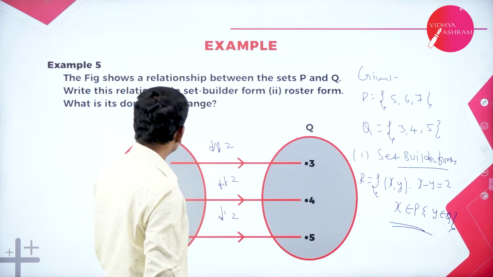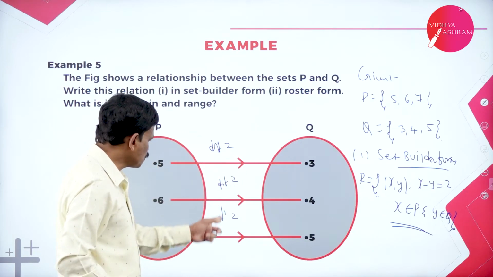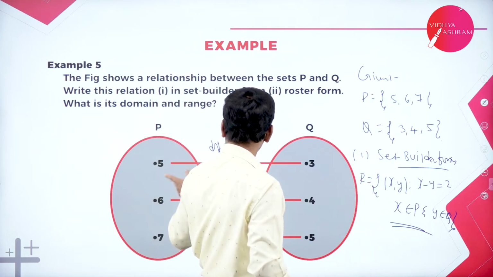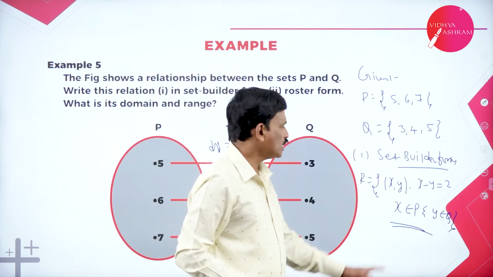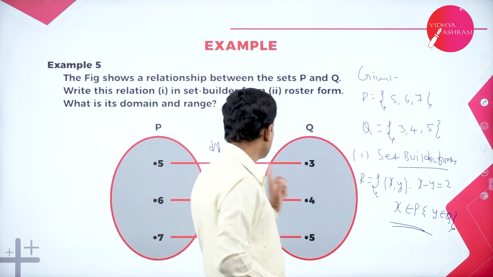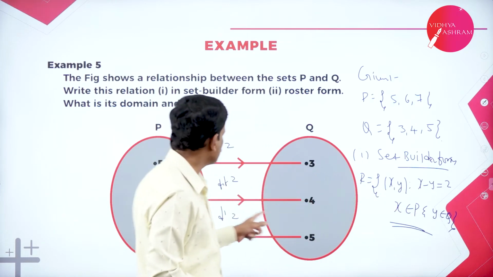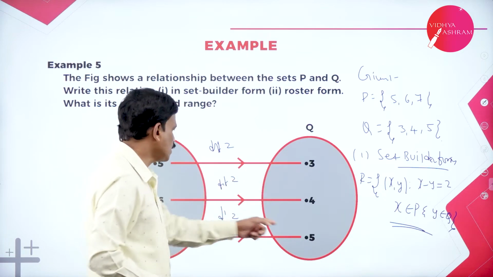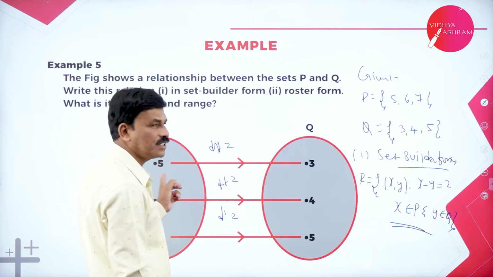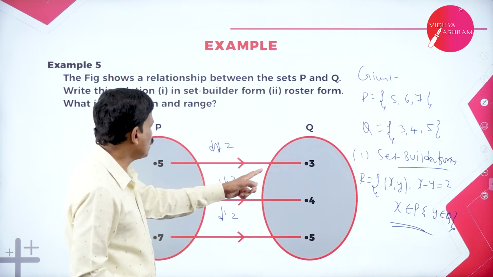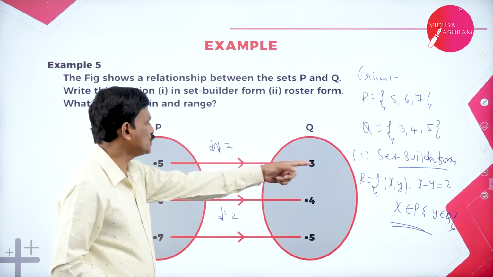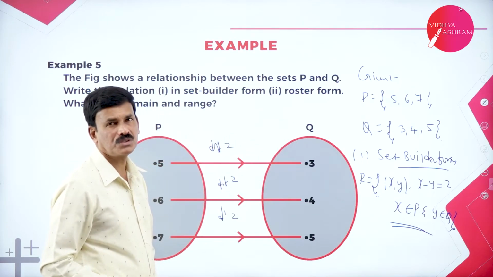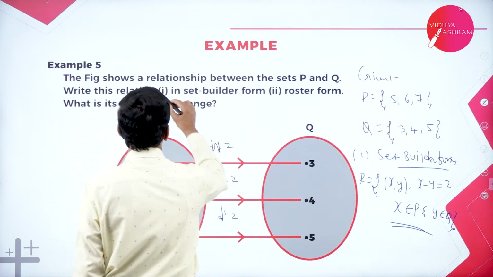Here, since the difference between these two is 2, we can write it in the form x comma y such that x minus y is equal to 2, where x belongs to P and y belongs to Q. So 5 minus 3 is 2, 6 minus 4 is 2, 7 minus 5 is also 2. So therefore we can write the relation as R is equal to x comma y such that x minus y is equal to 2, where x belongs to P and y belongs to Q. Now that is the first one, the set builder form.